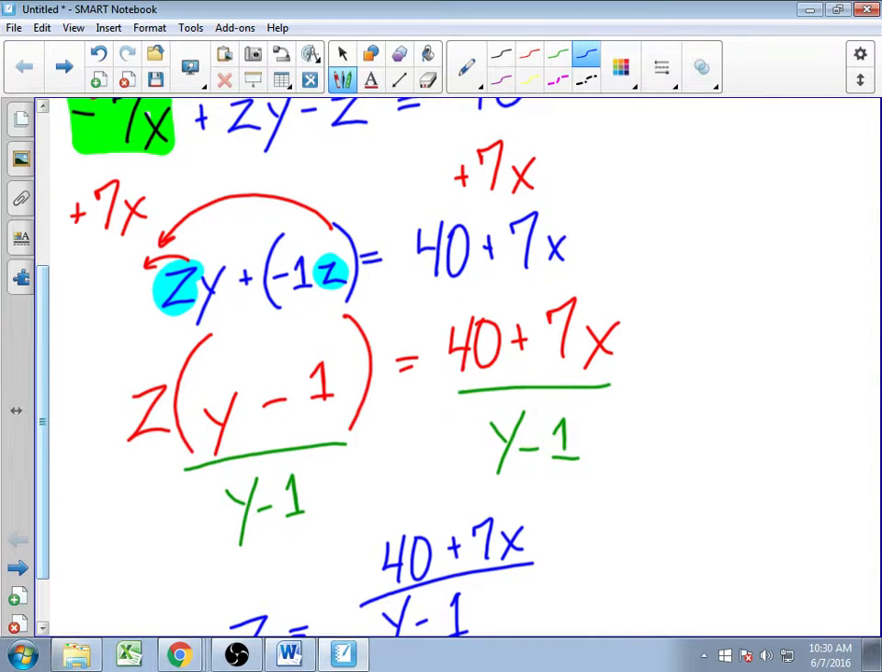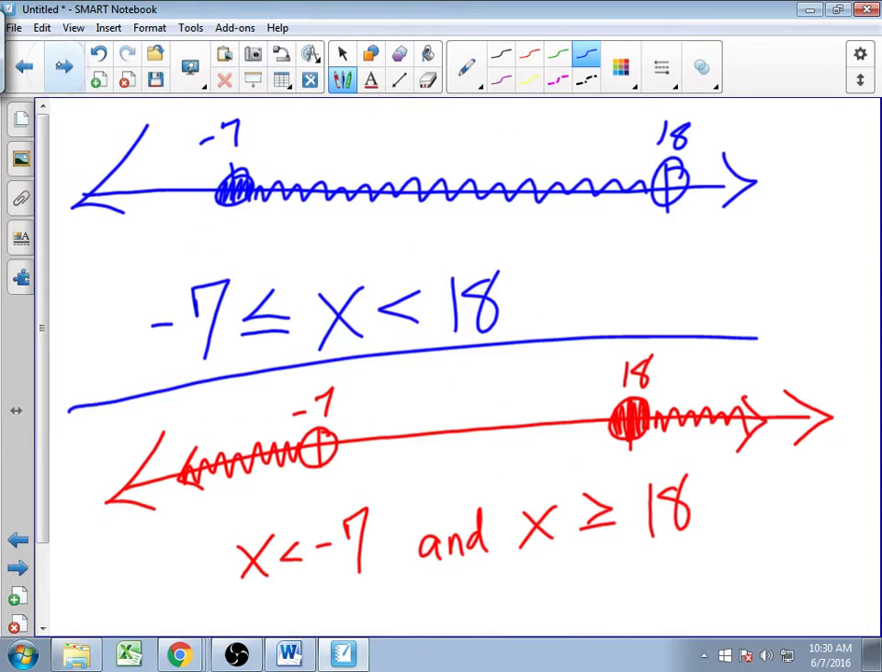Actually, no, that's. How do you deal with two variables together? Well, I'll come back to that, okay?